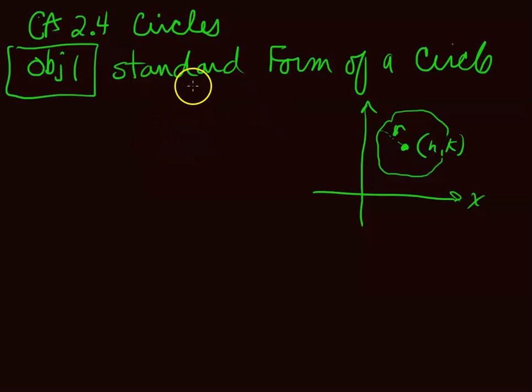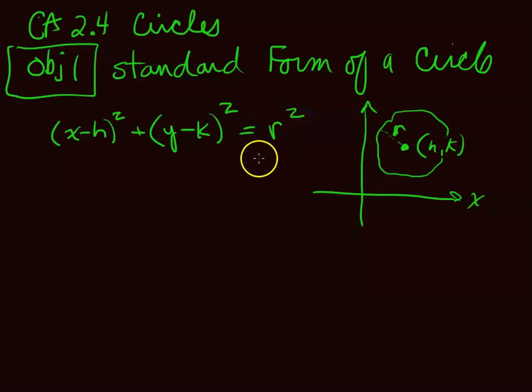So, if we need to graph that, we need to know h, k and r, and the standard form is, in parentheses, x minus h, that quantity squared, subtraction, very important here, plus y minus k, that quantity squared, subtraction here, also very important, equals the radius squared. That is the standard form.